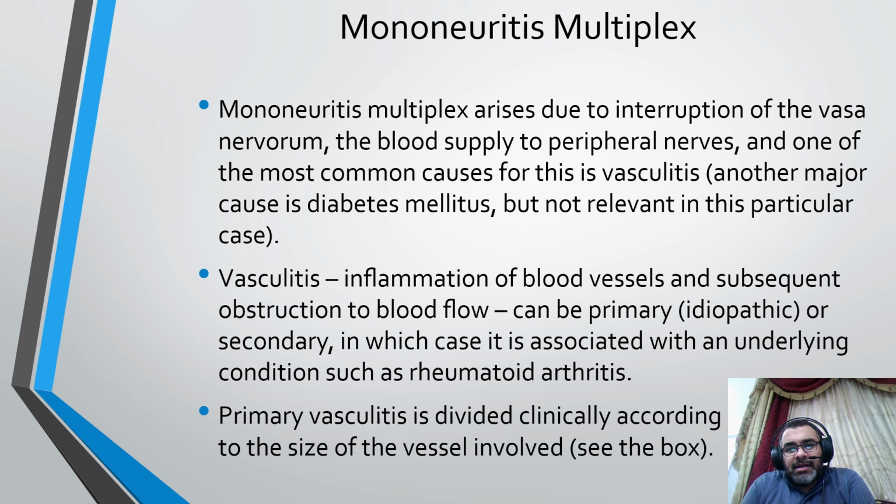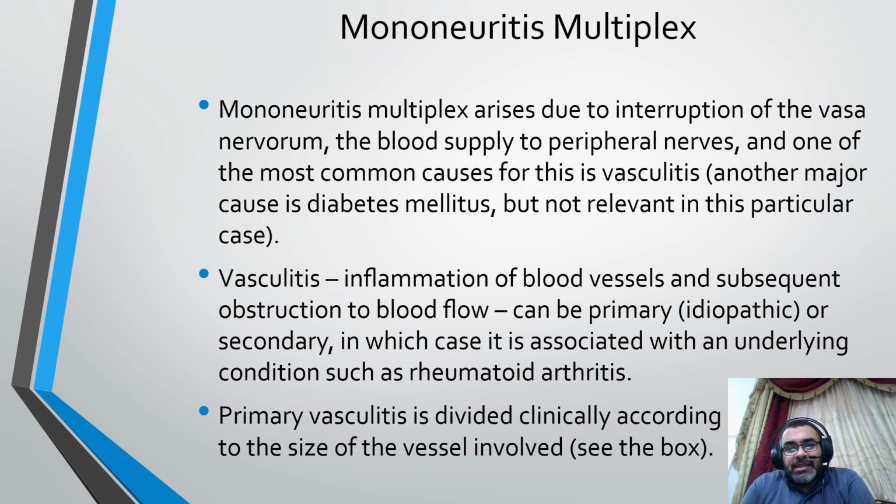Mononeuritis multiplex arises due to interruption of the vasa nervosum, the blood supply to peripheral nerves, and one of the most common causes of this is vasculitis. Another major cause is diabetes mellitus, but not relevant in this particular case. Vasculitis, which is inflammation of blood vessels and subsequent obstruction to blood flow, can be primarily idiopathic or secondary, in which case it is associated with an underlying condition such as rheumatoid arthritis or systemic lupus.